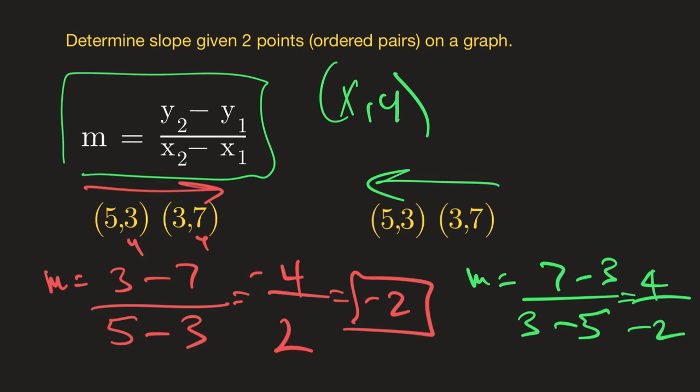What's 4 divided by negative 2? 4 divided by negative 2 is? Negative 2. We're getting the same answer. It doesn't matter which way you subtract as long as you do it the same for both.